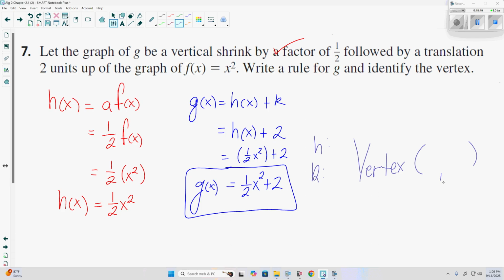Questions on how we got that there? Switch your square in the parentheses. The square would need to be on the outside. Vertex for this here, h is still, well, 0, k is 2. So we get 0, comma 2. We feel good with this here.